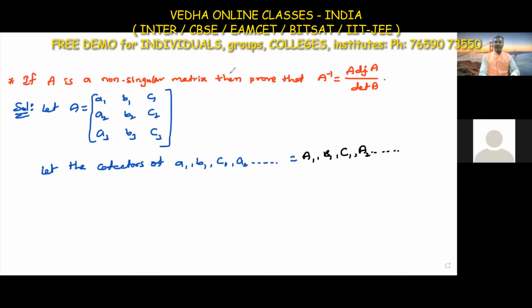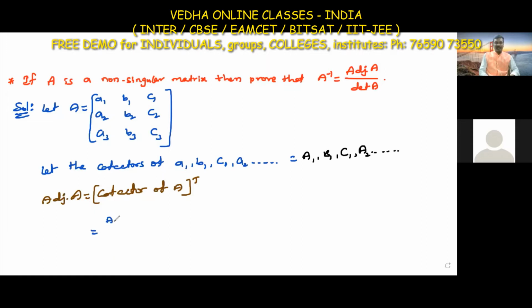How to find adjoint A? What is the adjoint A formula? Adjoint A is equal to the transpose of the cofactor A matrix. Just now we took the cofactors. So what are the cofactors? Write the cofactors now. This is equal to cofactor A.